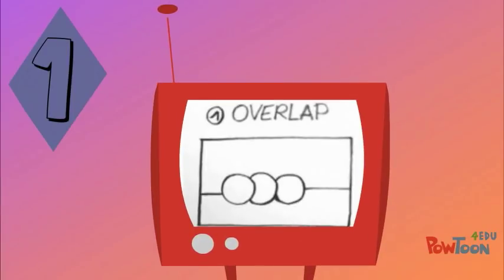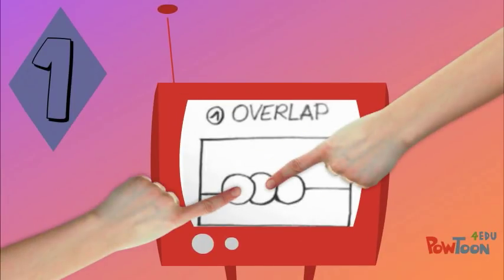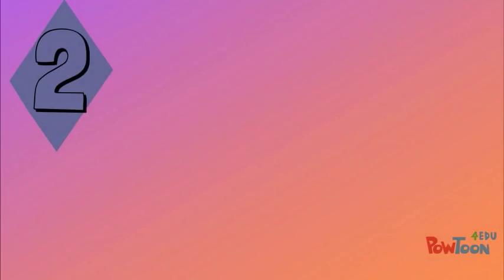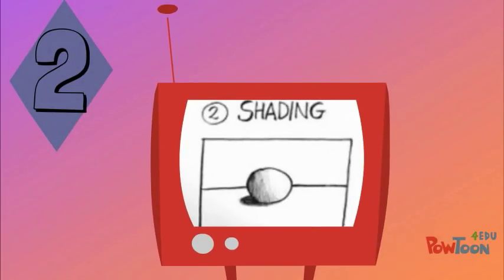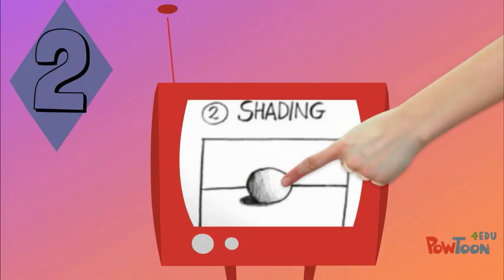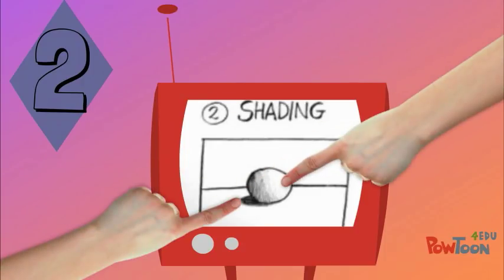1. Overlap. This happens when an object that is covered by another looks like it is in back of the object that is overlapping it. 2. Shading, which makes objects look 3D by representing the different values, the lights and darks in an artwork, that happen when light strikes an object.